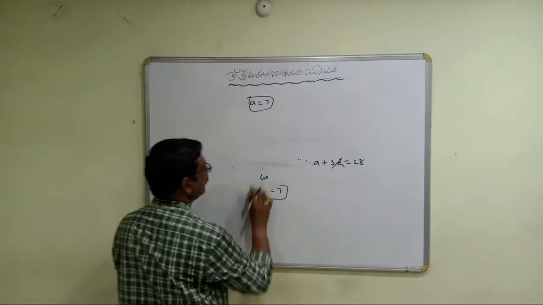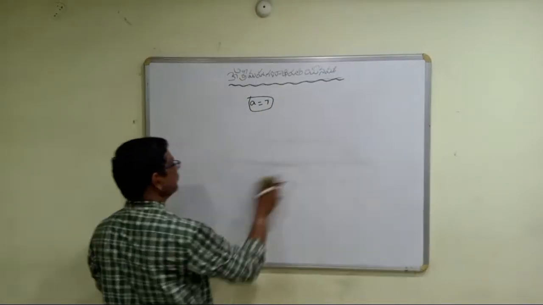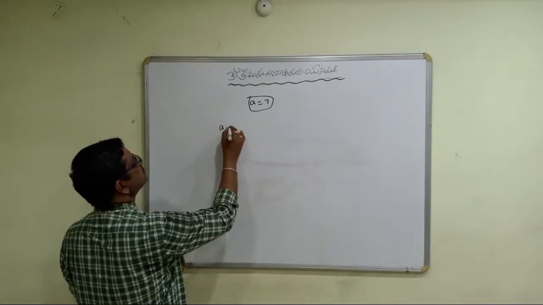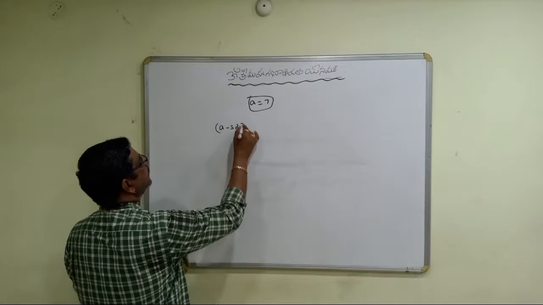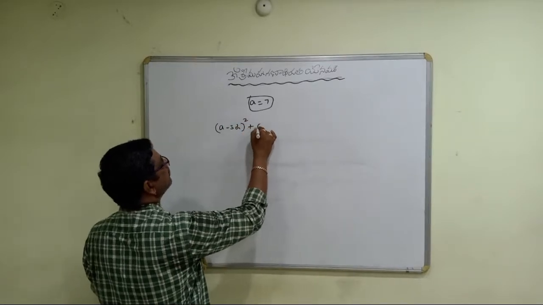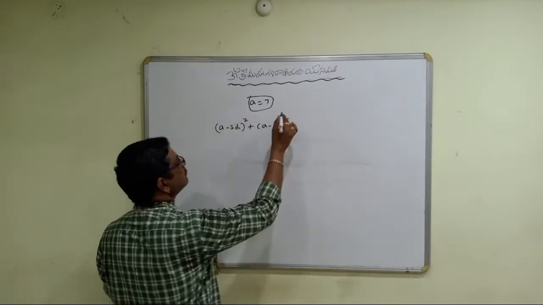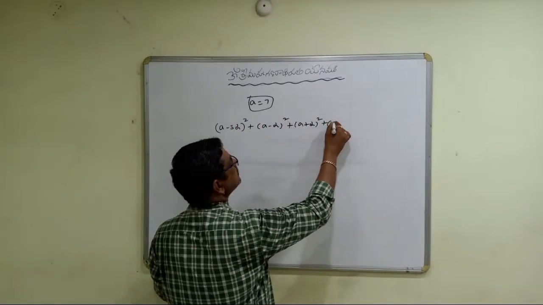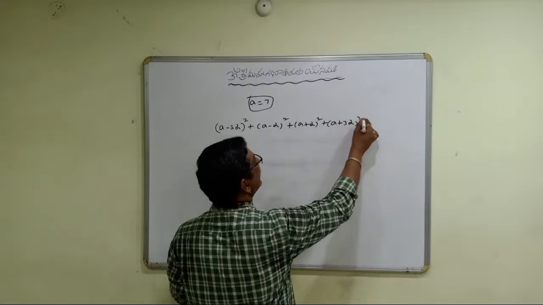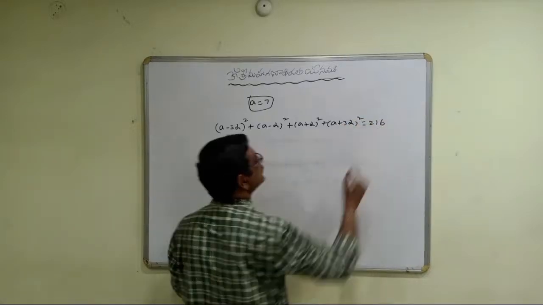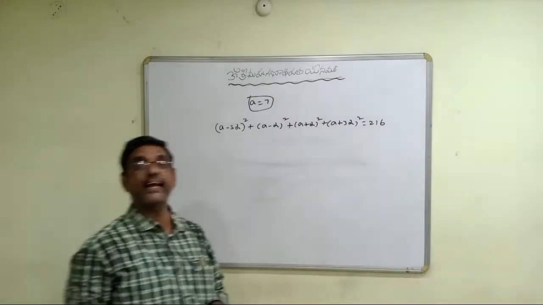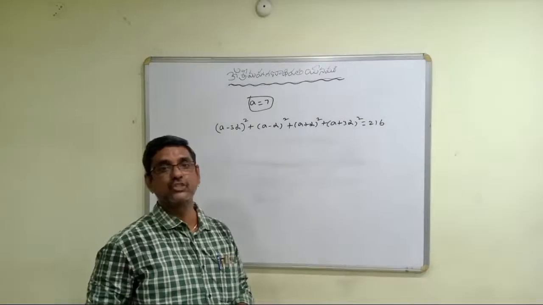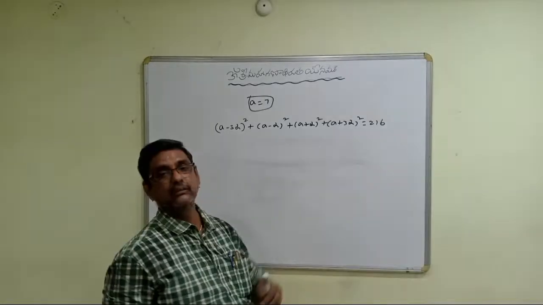Now, what is the second condition given? The sum of their squares, that is, a minus 3d whole square plus a minus d whole square plus a plus d whole square plus a plus 3d whole square is equal to 216. This is the second condition given: the sum of the squares of four numbers which are in AP is 216.